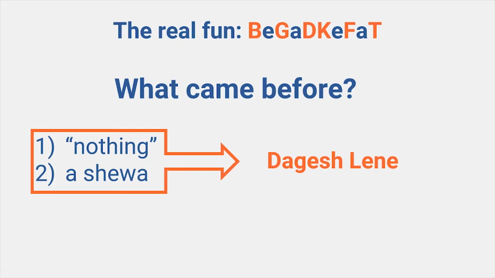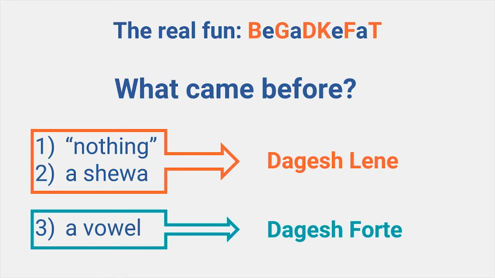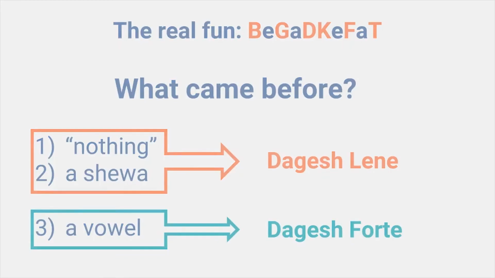And then option 3 is if there is a vowel preceding it. And those, by the way, are all of your options. Either there is nothing, there's a schwa, or there's a vowel. There are no other alternatives. But if the answer then is 3, a vowel precedes it, and it doesn't matter if it's a long vowel or a short vowel, but if a vowel precedes it, then it is a Dagesh Forte, and you write it double. So now let's look at some examples.